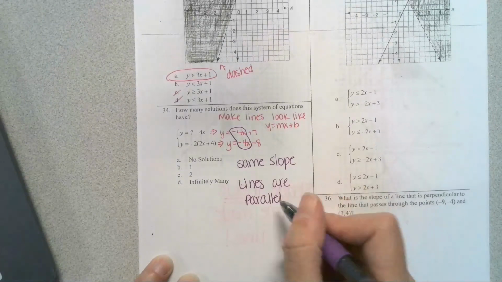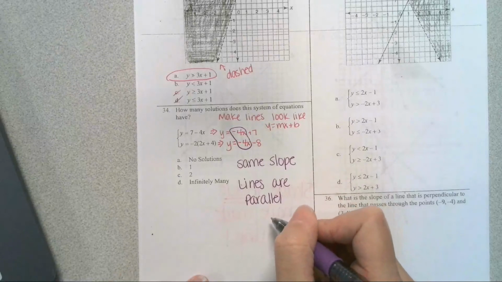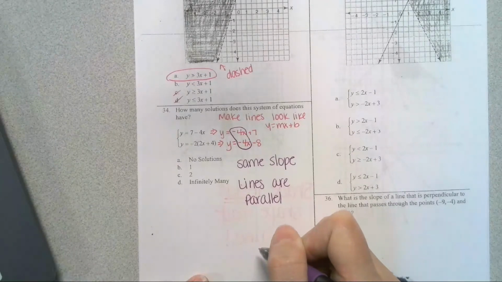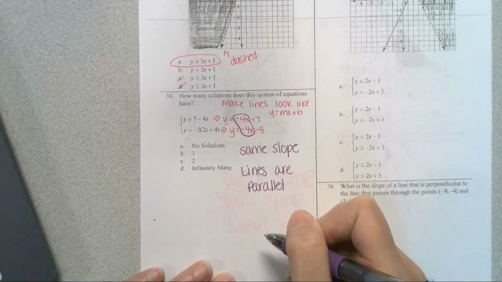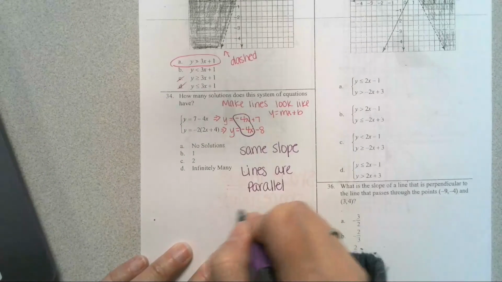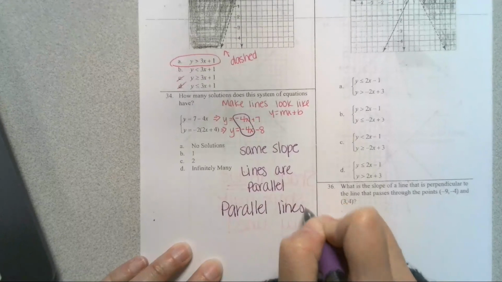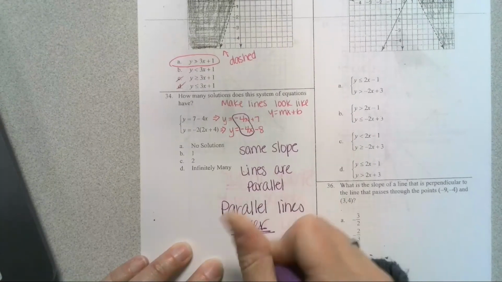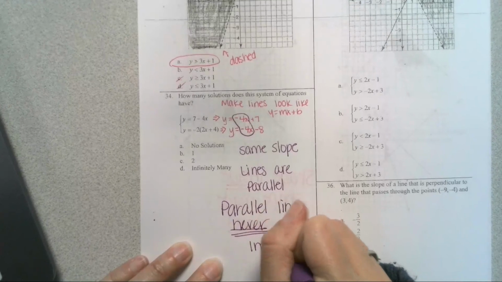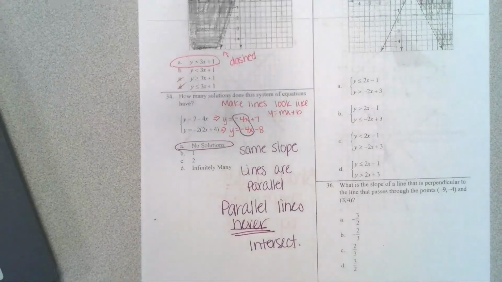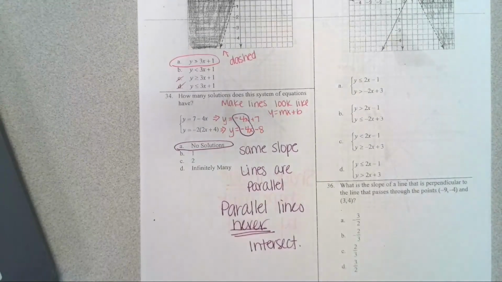If the lines are parallel, what does that mean? It's no solution. But why is it no solution? Because they'll never intersect. They'll never cross or intersect. Write that down. Parallel lines never intersect. So it is no solution. The solution to a system of equations is where the two equations intersect. And so if you've got two parallel lines, they never intersect, which means they can never have a solution.